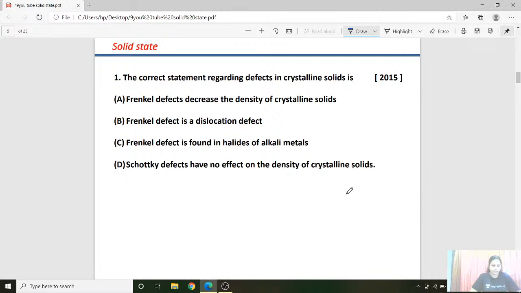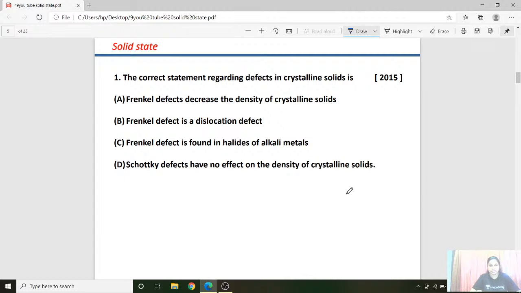Question number 1. The correct statement regarding defects in crystalline solid is... Now what is the correct statement? You have to pick the right one. Option A. Frenkel defects decrease the density of a crystalline solid. Option B. Frenkel defect is a dislocation defect. Option C. Frenkel defect is found in halides of alkali metal. Option D. Schottky defects have no effect on the density of crystalline solid.